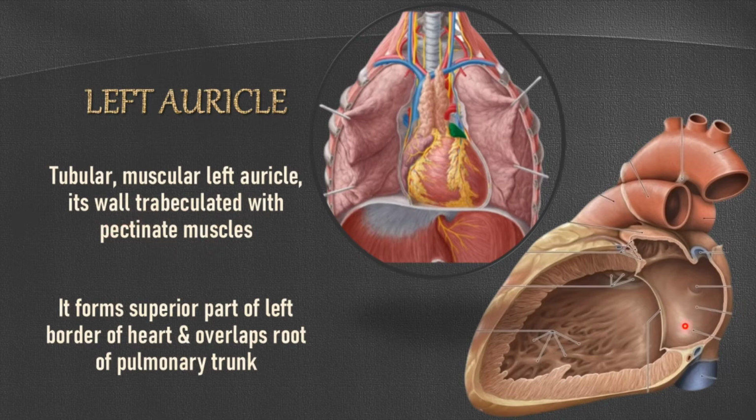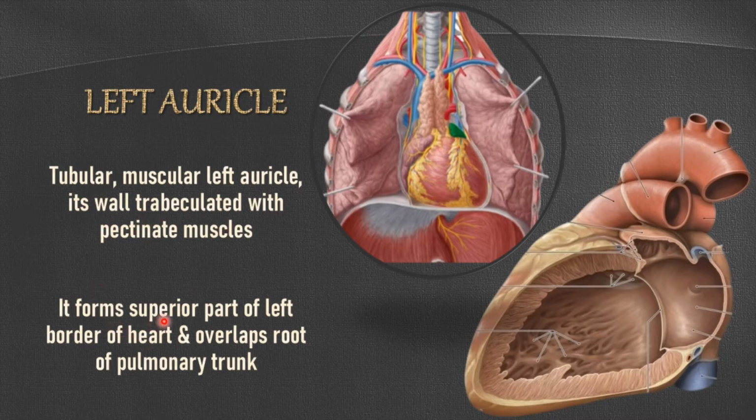So pectinate muscle is trabeculated on the anterior side and also the auricle. That is why this is a rough part and this is smooth part, because there are no trabeculae. So the pectinate muscle is trabeculated over here. So that is why this is the rough part and this is the smooth part. So the auricle is also a more rough part of this chamber of the heart. Tubular muscular left auricle, its wall trabeculated with the pectinate muscle.